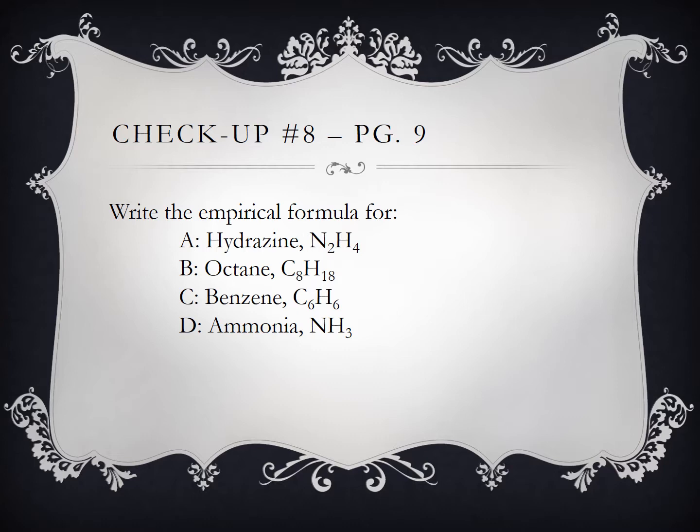So here's checkup number 8. Hydrazine, if you write the empirical, you reduce it down to NH2. Octane would be C4H9. Benzene is CH, and then ammonia is already empirical, so it's still NH3.